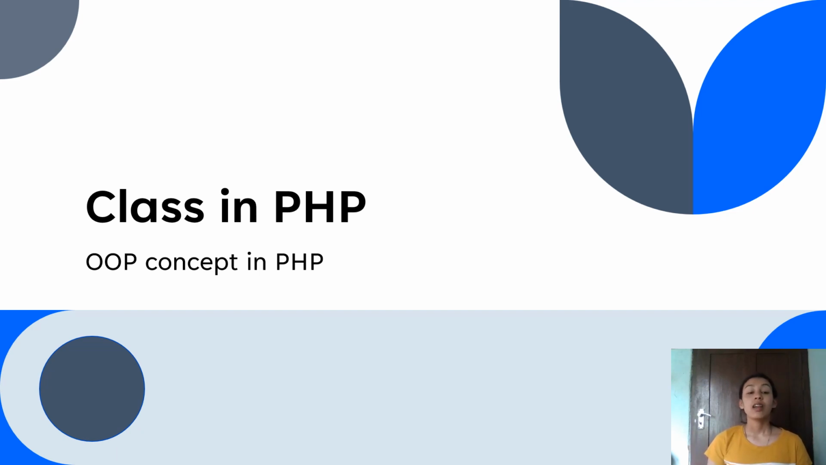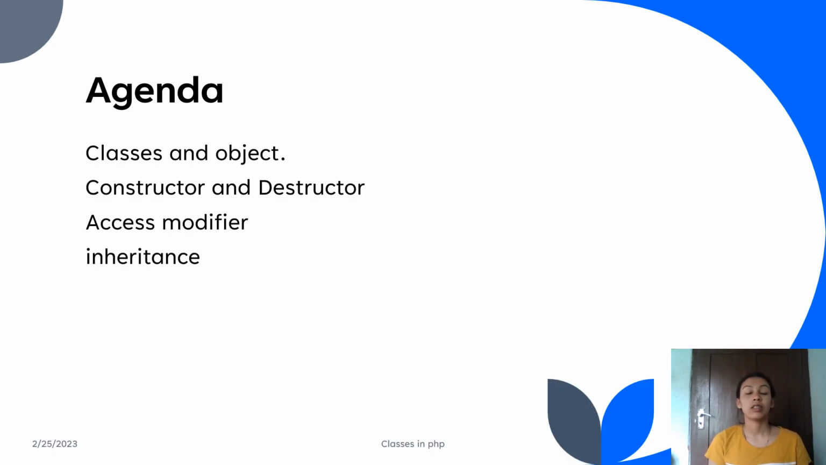Today we are discussing OOP concept in PHP. How we are going to implement OOP concept in PHP. So our topic is mainly classes in PHP. In this presentation, we are covering classes and object, constructor and destructor, access modifiers, inheritance, and all other things.